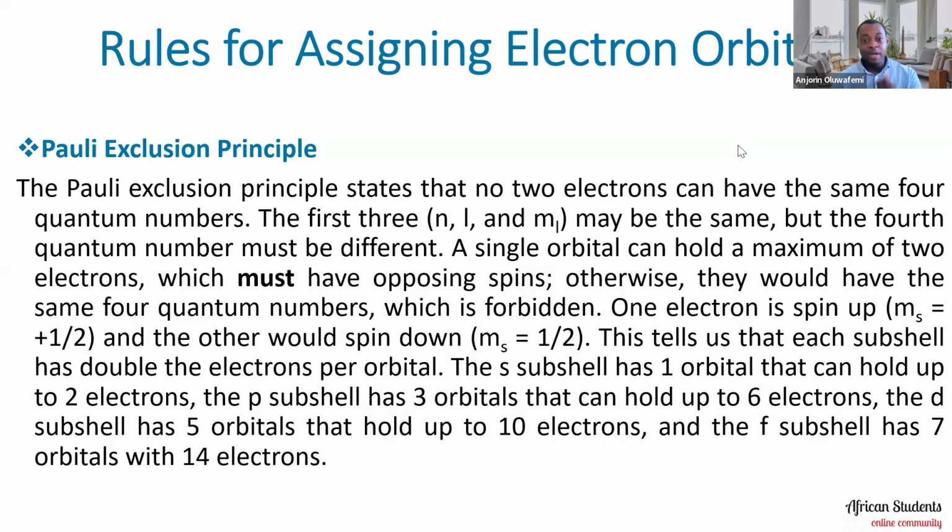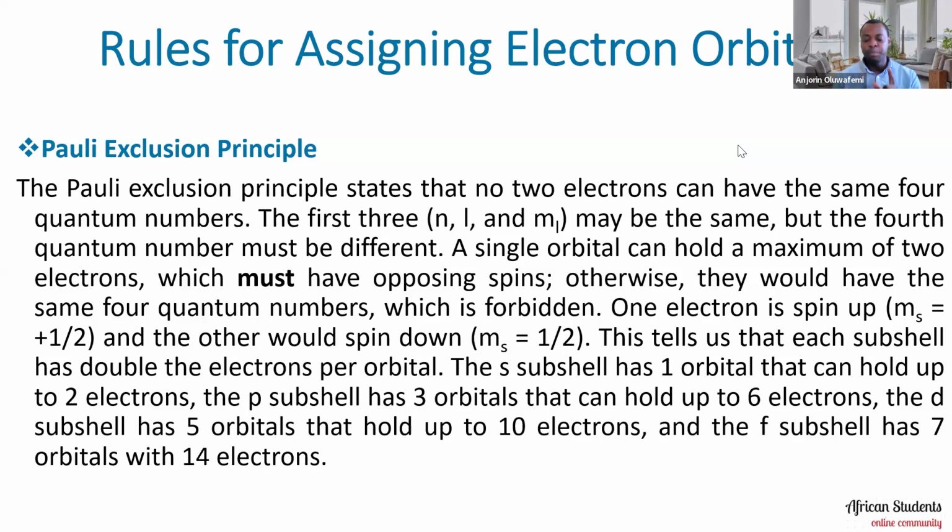And what are the quantum numbers? We have the principal, the azimuthal, the magnetic, and the spin quantum number, which are n, l, m, s. So the first 3, n, l, m, may be the same, but the 4th quantum number must be different. A single orbital can hold a maximum of 2 electrons, which must have opposing spin.